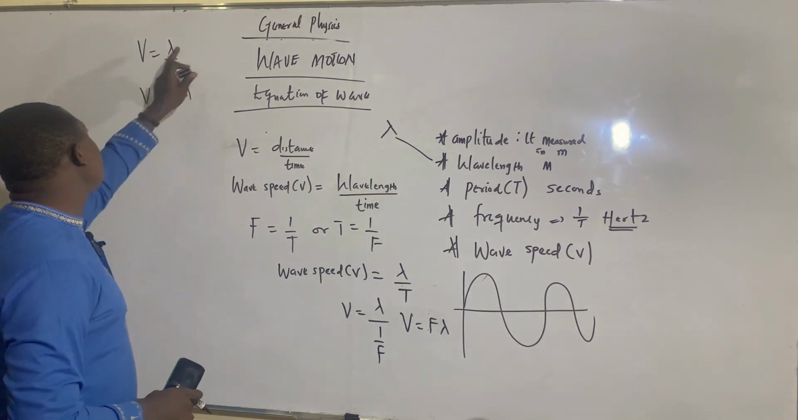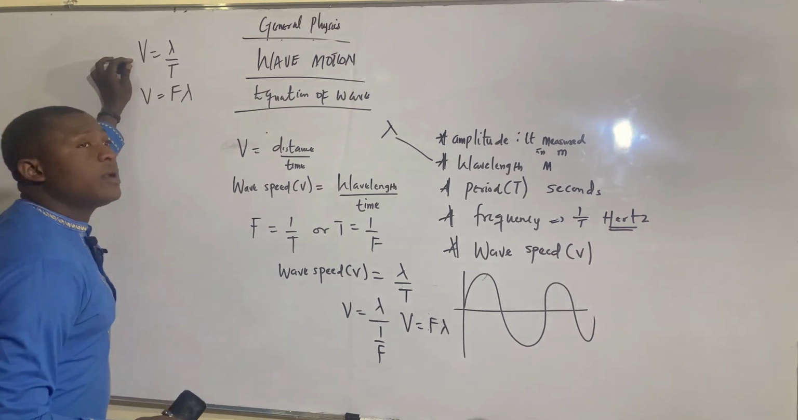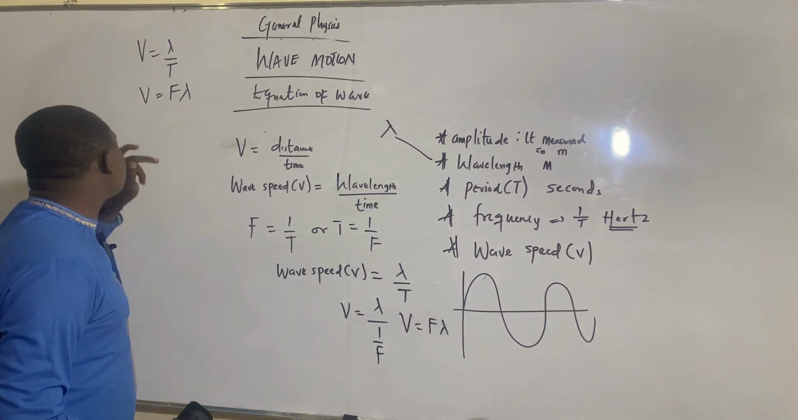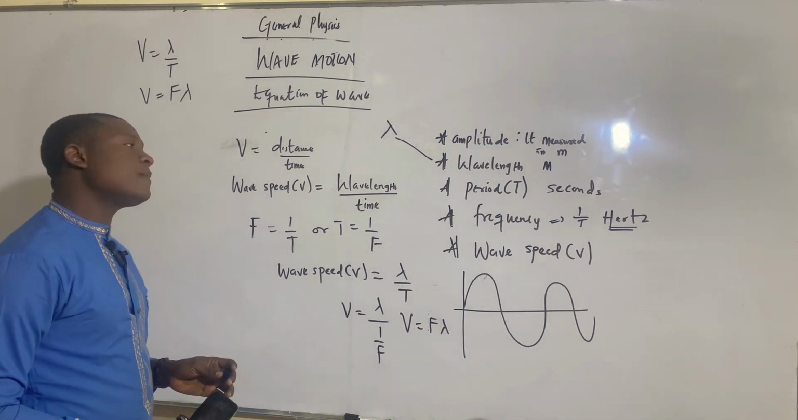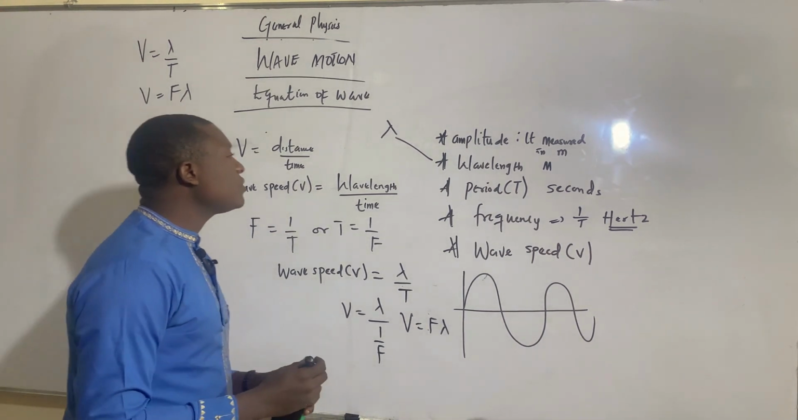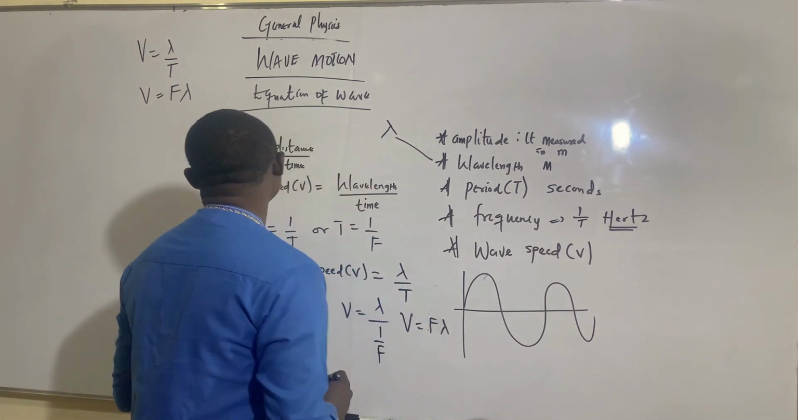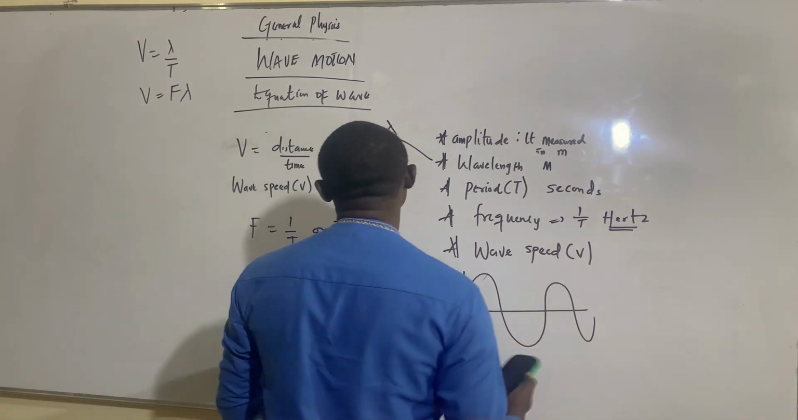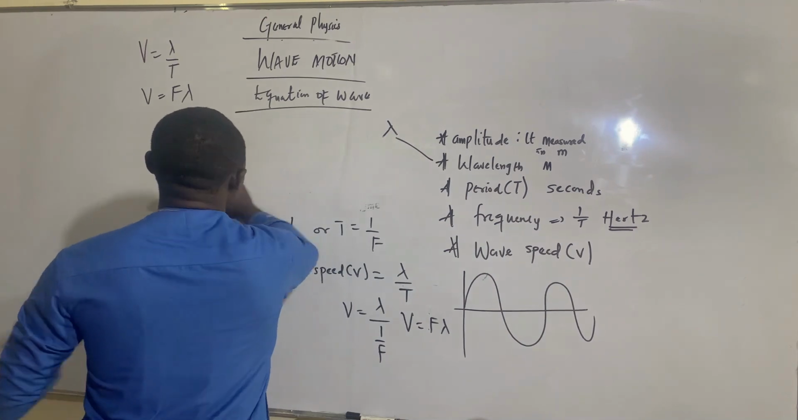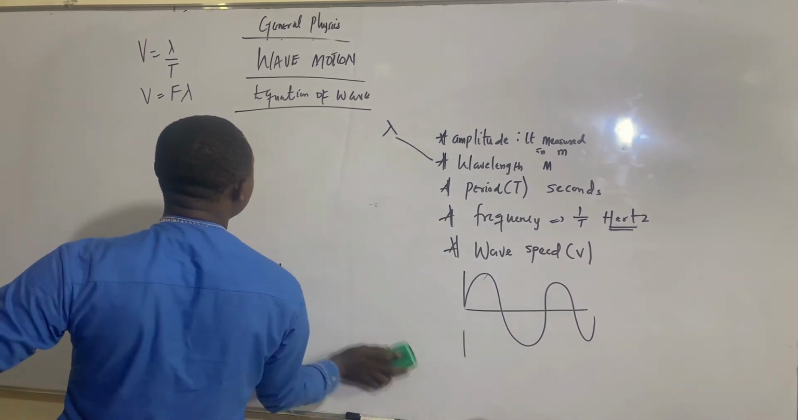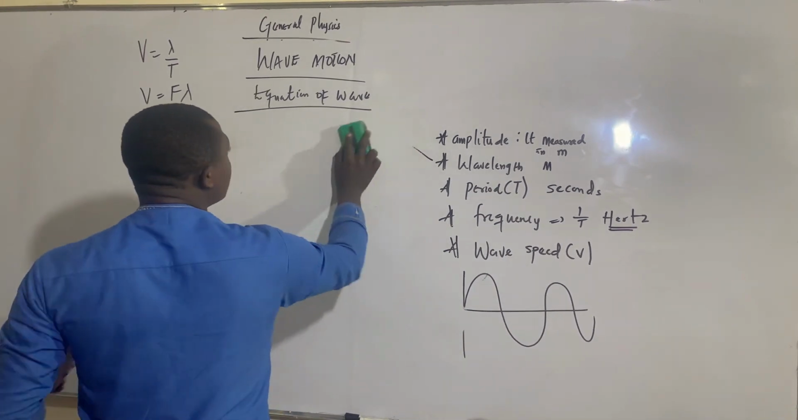If you are given the wavelength and time, you can apply the first one. If you are given the frequency and the wavelength, you can apply the second one. Even with this, let me solve two examples so that you see how to make use of that formula before we go to the equation of a wave, because that's our main target.